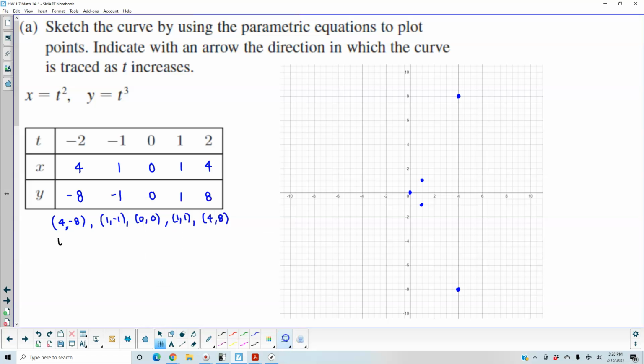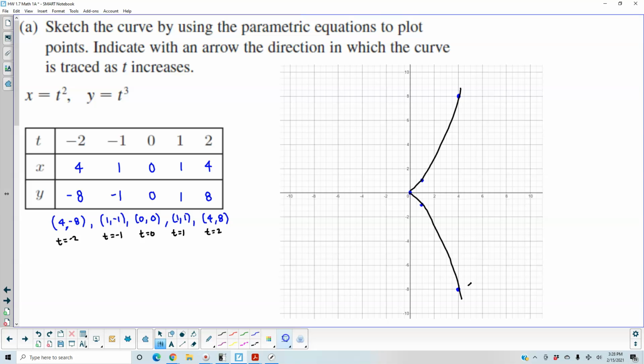So we know that this is when t is equal to -2, t is equal to -1, t is equal to 0, t is equal to 1, and then t is equal to 2. So that means we have this graph, and then this part.